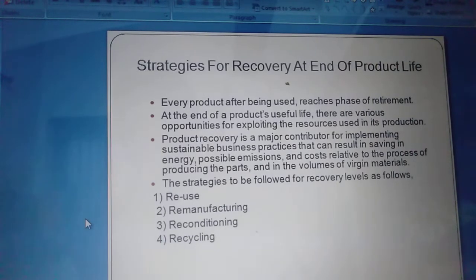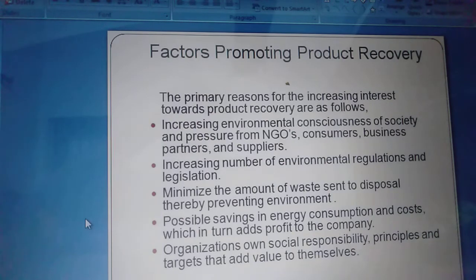So for what purpose do you have to apply them? Because there are some factors promoting product recovery. If you keep it as it is, there are some problems you have to face. So for that purpose you have to apply these four simple strategies to recover more profit also. See here, there are some factors that will promote product recovery.